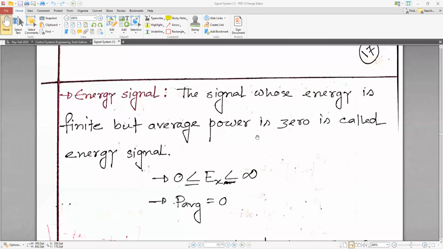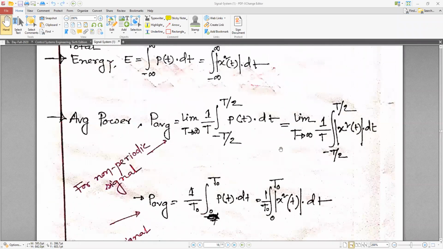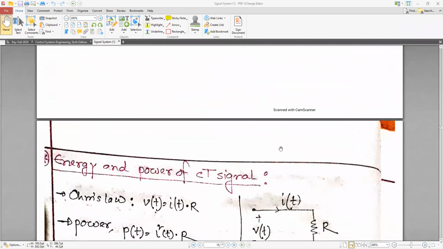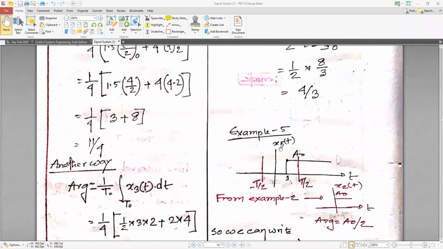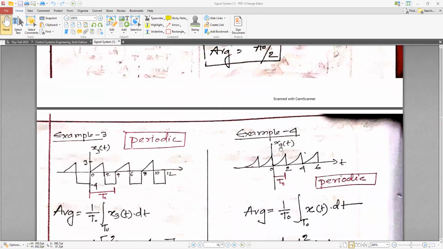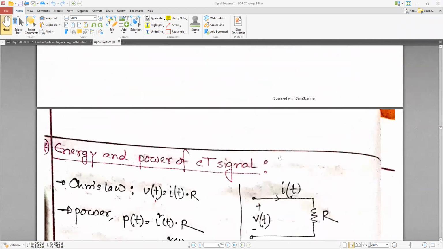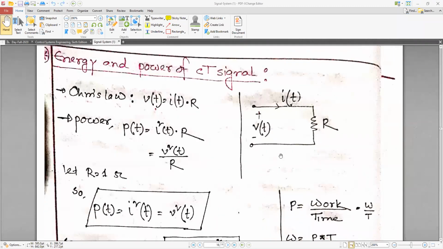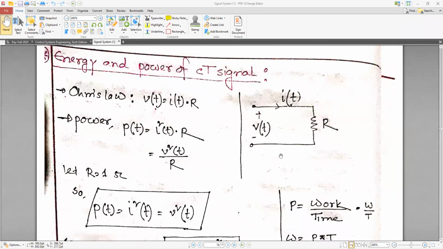Okay, that is our slide, the sheet, what we are discussing so far. In the previous class, I discussed some energy and power of continuous signal, periodic and aperiodic signals. Today we'll discuss the energy and power signal, energy and power of continuous time signal. We'll study this thing.